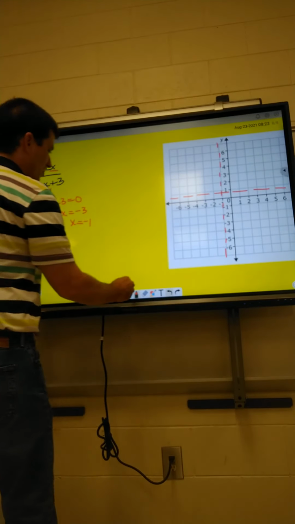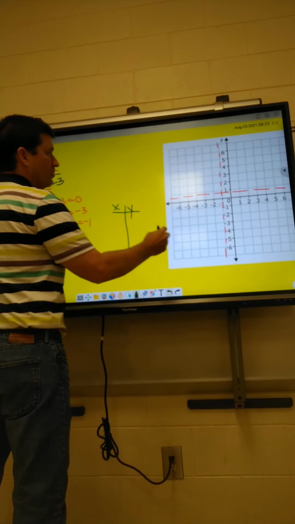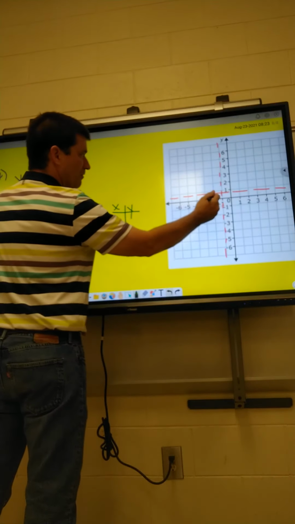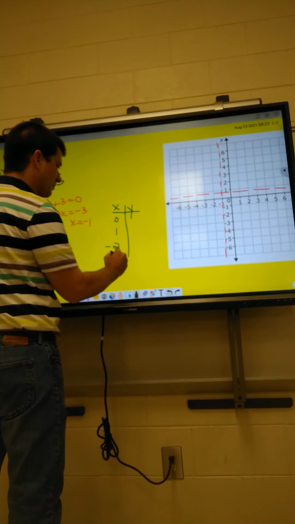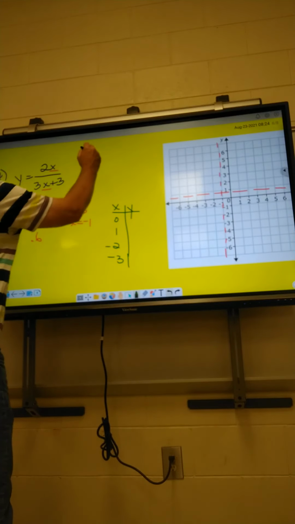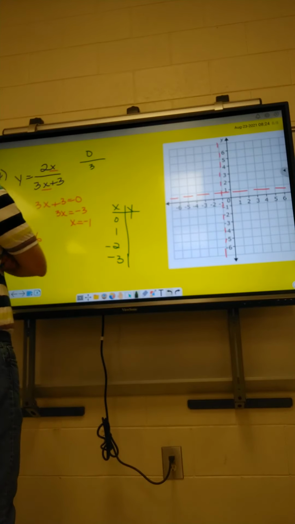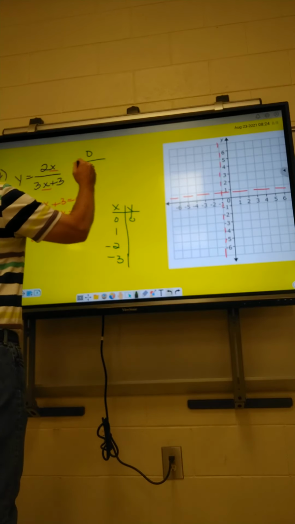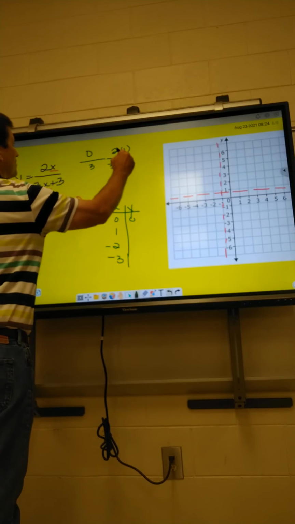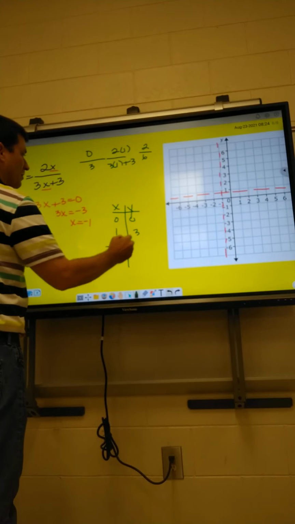All right, now the easy part is picking your 4 numbers to plug in. We're going to pick 2 on the right, 0 and 1. 2 on the left, negative 2 and negative 3. So I got 0 on top, that one's 0. Plug in 1, 2 times 1 over 3 times 1 plus 3. So I got 2 over 6, which is 1/3, 0.3.